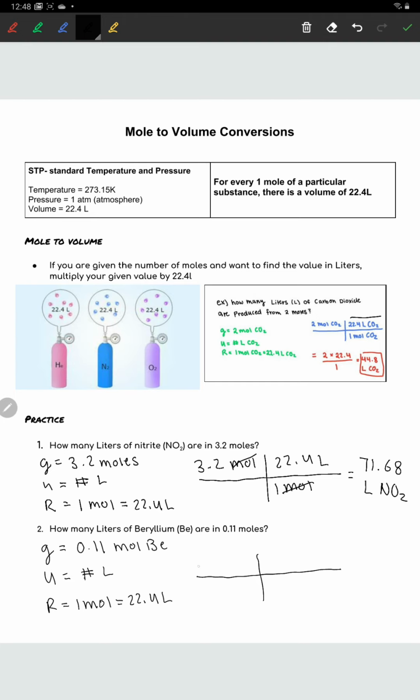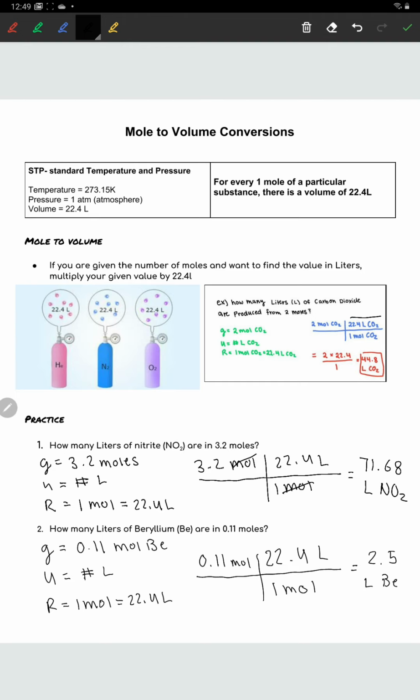So our given is going to go in the usual spot, so 0.11 mole. Bottom right quadrant, it has to be the unit that's the same, so the 1 mole is on the bottom, and then our 22.4 is in our desired unit box. So 22.4 liters. So we're just multiplying 22.4 by 0.11. When you multiply that out, you should get about 2.5 when you round. So 2.5, and that's liters of beryllium.